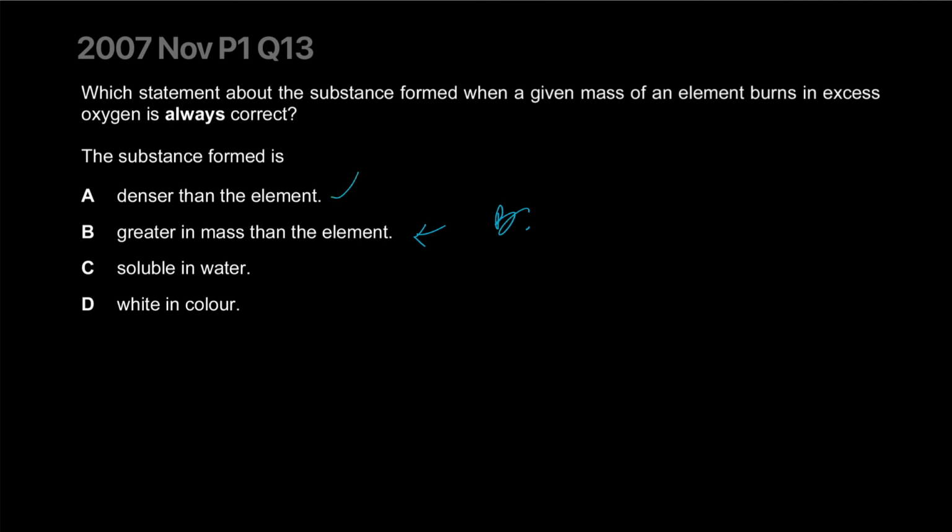Density is about how much volume you take as well. Mass is definitely increasing. That's what we're discussing here. But like carbon is more dense, but carbon dioxide is a gas, so way less dense. So this is incorrect. Soluble in water depends. You have insoluble oxides as well. White in color, they're not always white in color. So the correct answer is B.